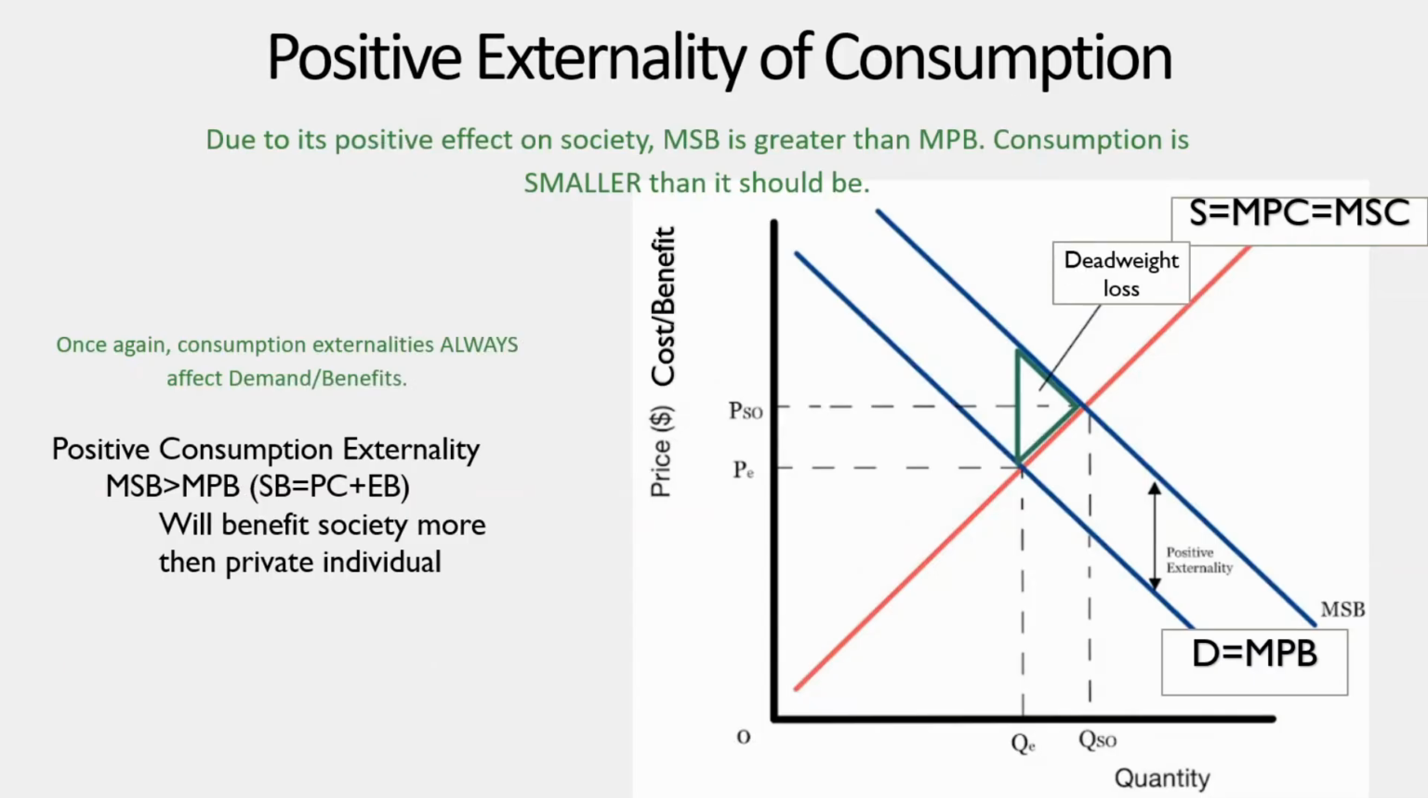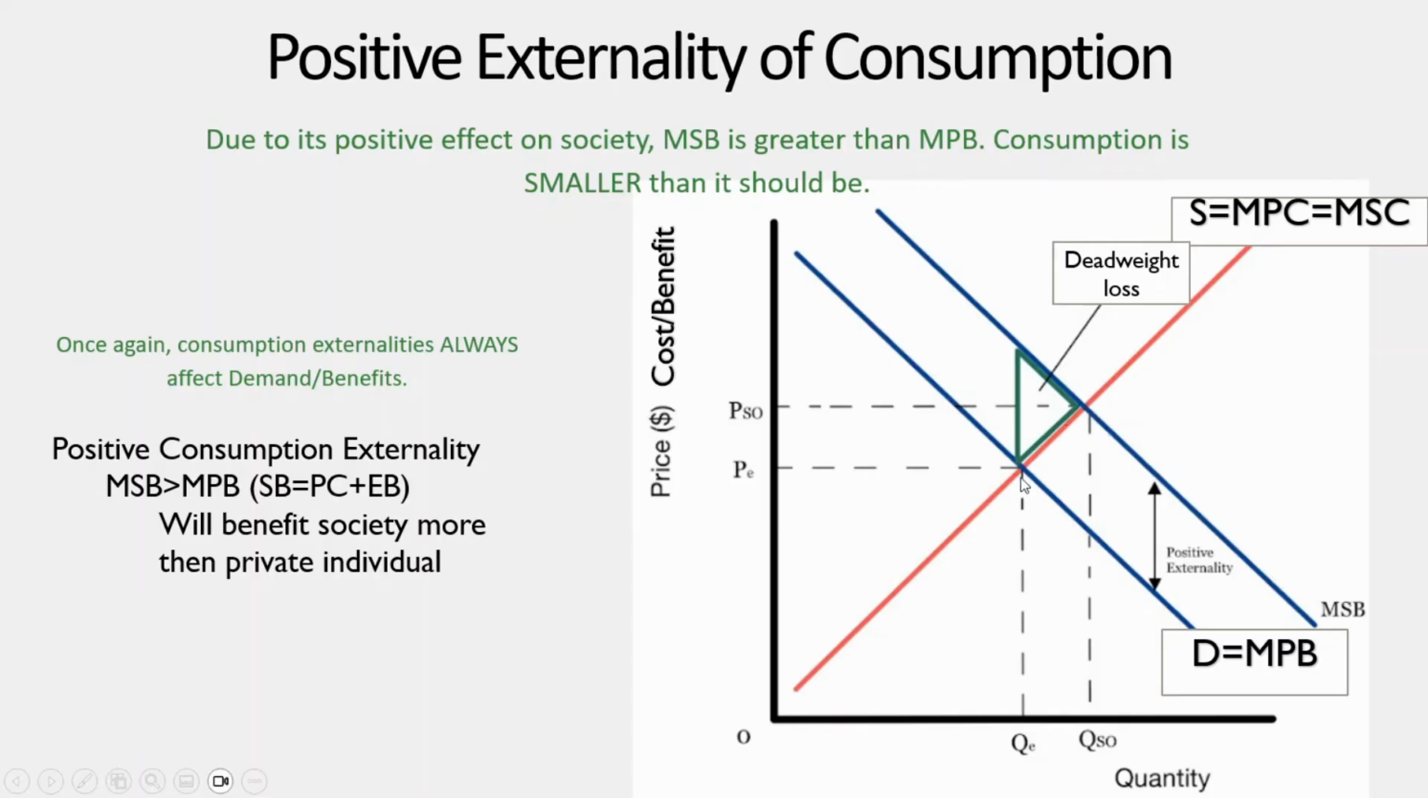So if you look at this right here, in this graph, the marginal social benefit is greater than the marginal private benefit. The social benefit equals the private benefit plus the external benefits. This will benefit society more than the private individual. So we are right here. We always start at the MPB or MPC. This is PE, QE. And then the marginal social benefit is greater, so that would be a rightward shift.